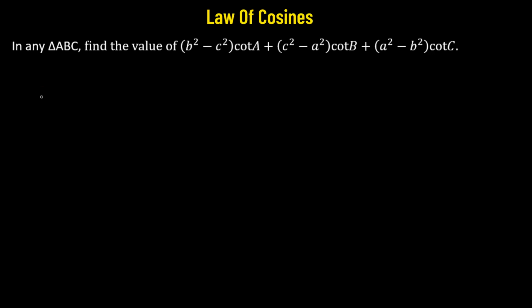So in the triangle ABC, we need to find out the value of the given trigonometric expression. Let us begin. Here we will be using the law of cosine, including the law of sine. So let's first state each of them.